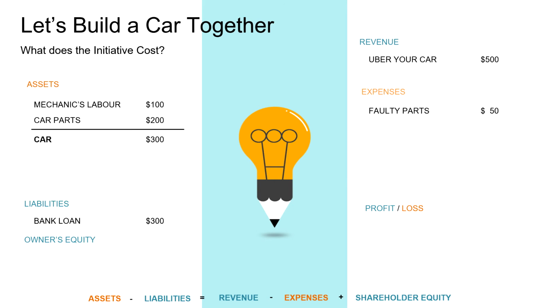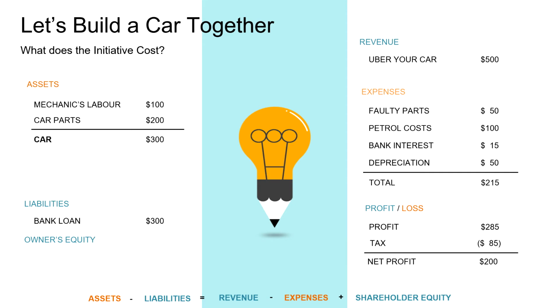You have running costs associated with Ubering your car, including petrol costs of $100, bank interest on the loan of $15, and your car also depreciates, as it has a finite useful life. So that's another $50. The total of your expenses is $215, leaving you with $285 worth of profit.